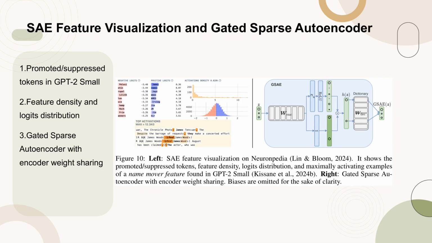Figure 10 presents two key visualizations. On the left, it showcases the SAE feature visualization on Neuronpedia, highlighting the promoted and suppressed tokens, feature density, logits distribution, and maximally activating examples of a name mover feature in GPT-2 Small. On the right, it illustrates the architecture of a gated sparse autoencoder, emphasizing the encoder weight sharing mechanism, which is crucial for decoupling feature magnitude estimation from feature detection.